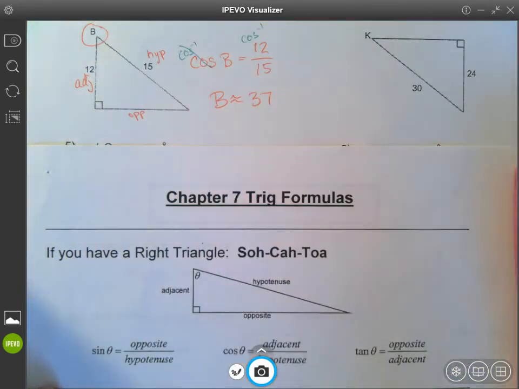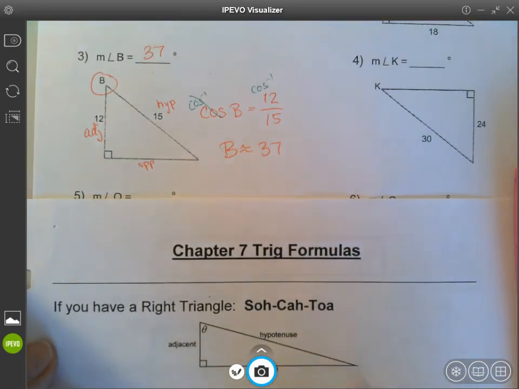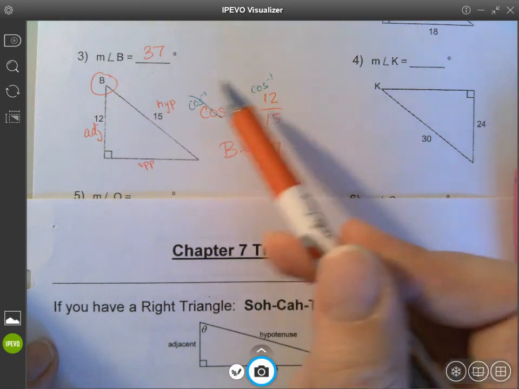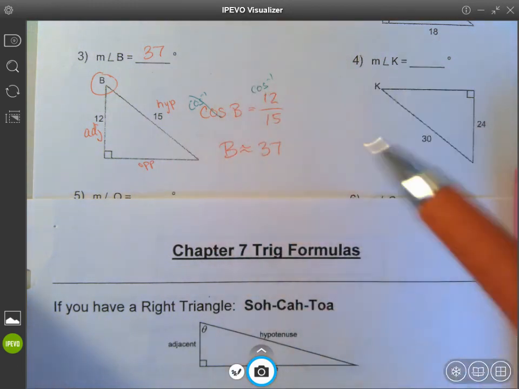All right, this worksheet should not take you too long. You're really setting it up and using your calculator. I would like to see you circle your angle and label each triangle first, and then make sure you pay attention to which trig function you're picking.